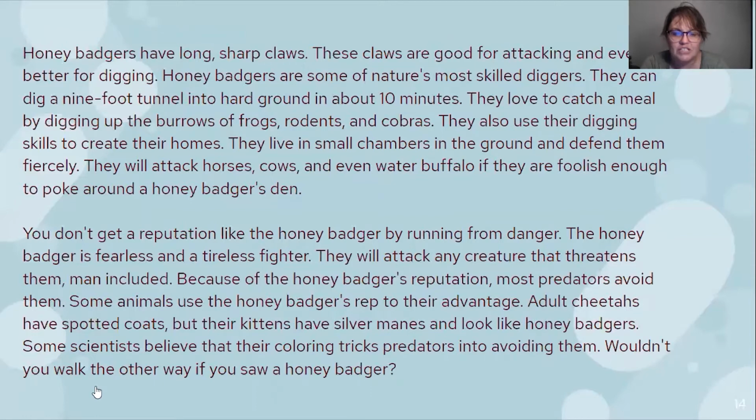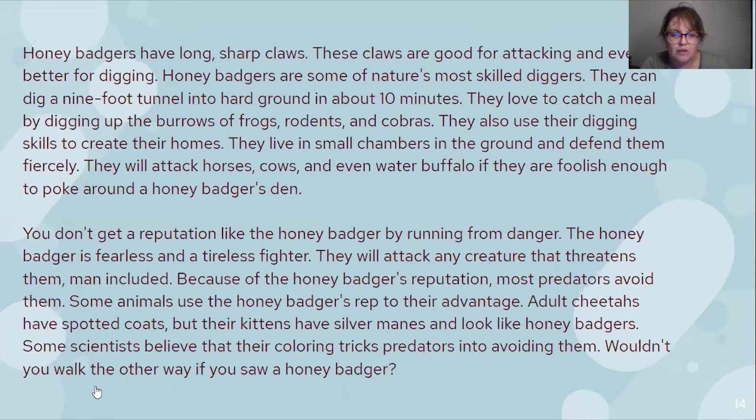You don't get a reputation like the honey badger by running from danger. The honey badger is fearless and a tireless fighter. They will attack any creature that threatens them, man included. Because of the honey badger's reputation, most predators avoid them. Some animals use the honey badger's rep to their advantage.